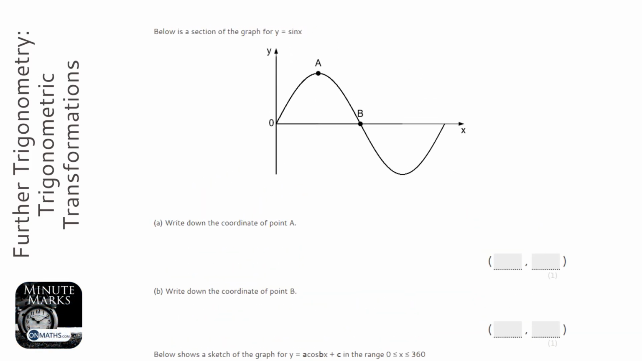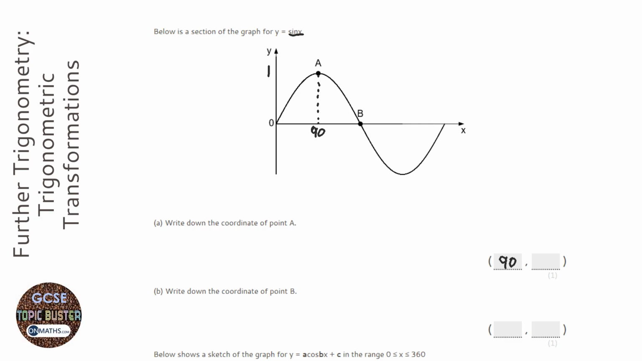Okay, so for this question you need understanding of sine, cos and tan graphs. This one's about the sine graph, and you just need to know what it looks like. So point A, I know that the maximum a sine or cos graph goes to is 1, and the sine graph reaches that at 90 degrees. So it's going to be 90 on our x-axis and 1 on our y-axis.